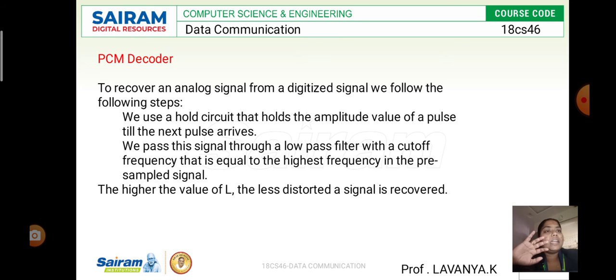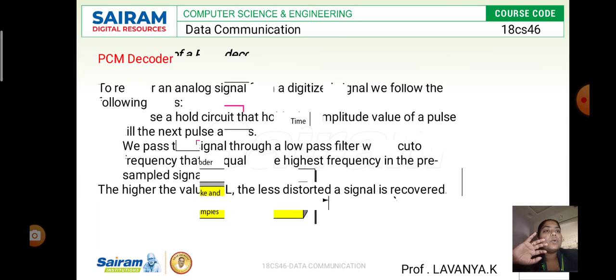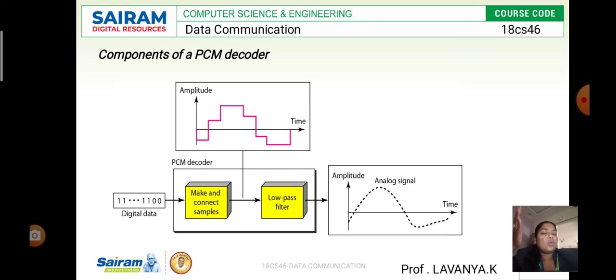So the PCM decoder does the reverse engineering of the pulse code modulation. For pulse code modulation, we use three processes for encoding, which we call the PCM encoder: sampling, quantizing and encoding. These are the three encoder techniques.